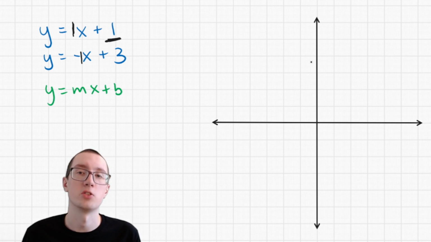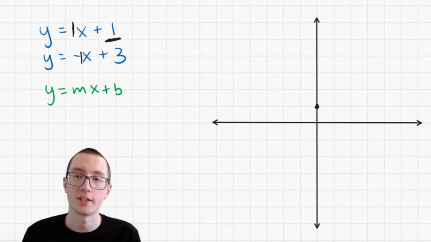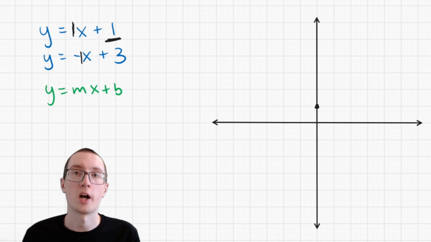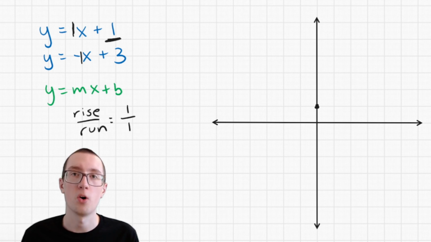That's going to be where it crosses the y-axis, this big vertical line here. So we need to plot where it crosses the y-axis at 1. So here's 0 right in the middle. We're going to go up 1. So our first point is going to be right here. Then we need to find the slope. Remember, the slope is 1, and slope is rise over run. A number by itself is just over 1. So both our rise and our run are going to be 1.